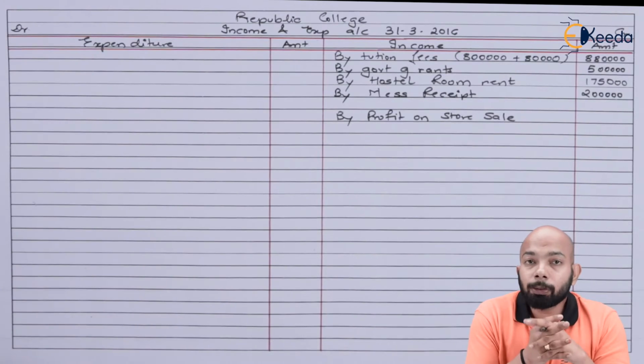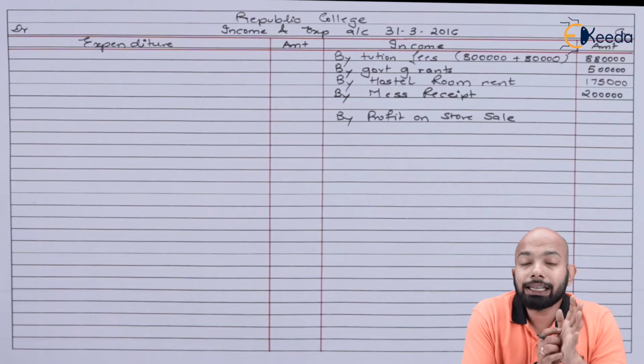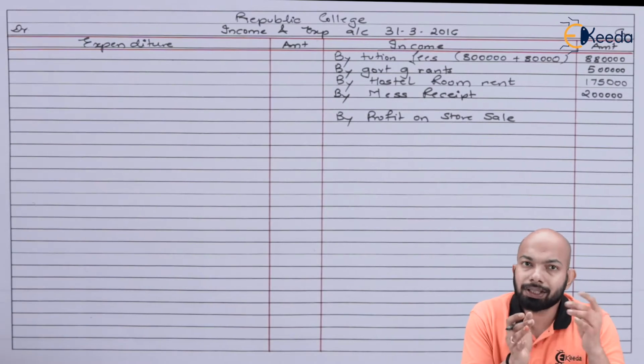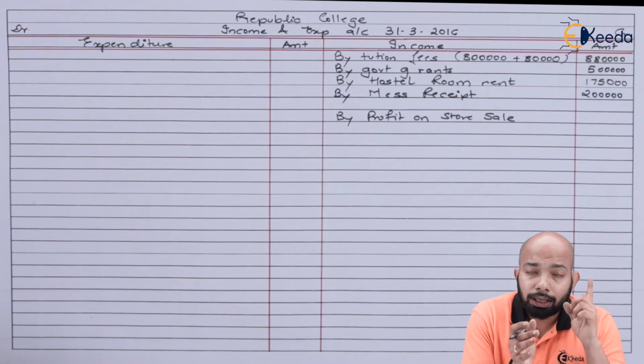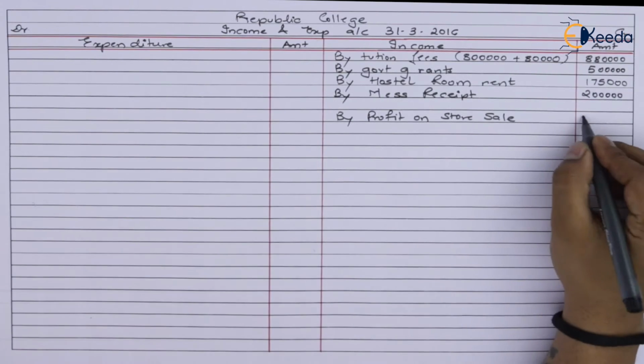Now the next item that we'll be mentioning here is the profit on store sale. Store did a sale of 7,50,000. On that we are supposed to get a net profit of 10% as mentioned in the adjustment. So 7,50,000 multiplied by 10% will give you 75,000 here.